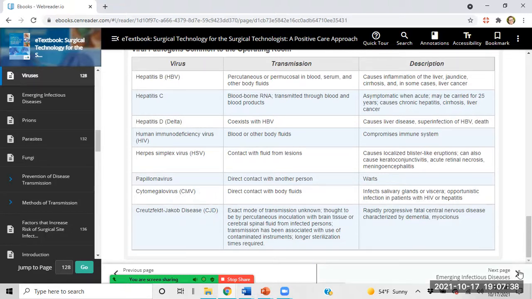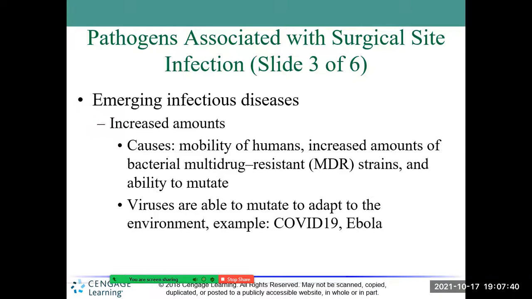Okay, all right, let's get back over here. There are emerging infectious diseases in increased amounts, and this is because people are more mobile. There are a lot more people traveling to different countries and getting exposed to things that their immune system was not prepared for, because our immune system prepares itself for the things we're most commonly exposed to.